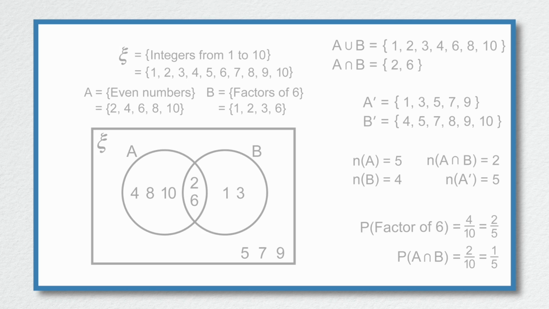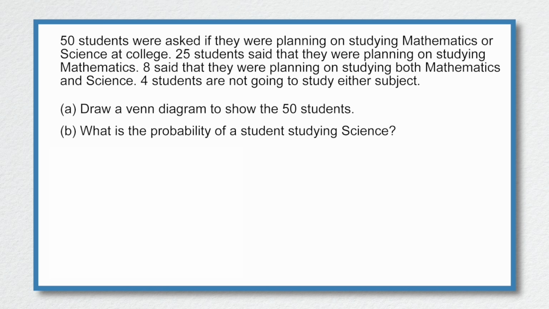Let's look at a second example. You might get a question that looks something like this. 50 students were asked if they were planning on studying mathematics or science at college. 25 students said that they were planning on studying mathematics. 8 said that they were planning on studying both mathematics and science, and 4 students are not going to study either subject. Part A. Draw a Venn diagram to show this information. Part B. What is the probability of a student studying science?